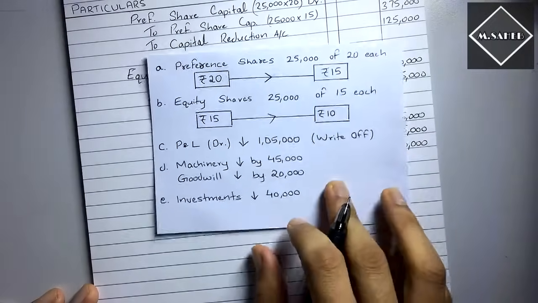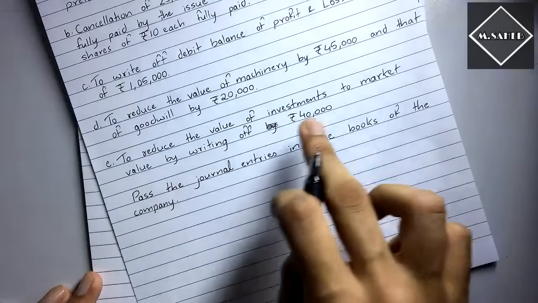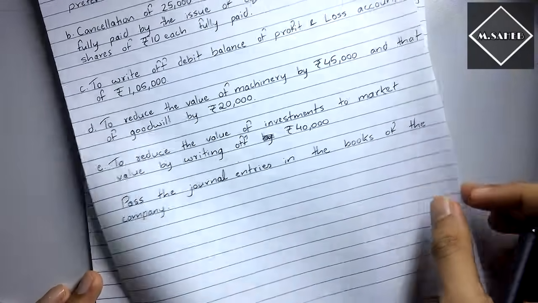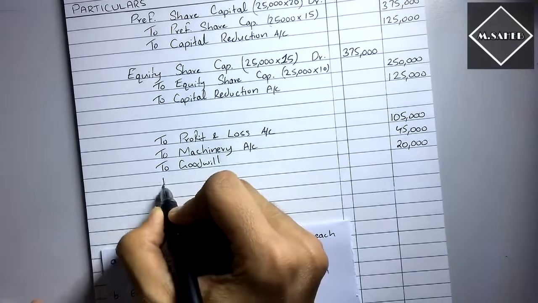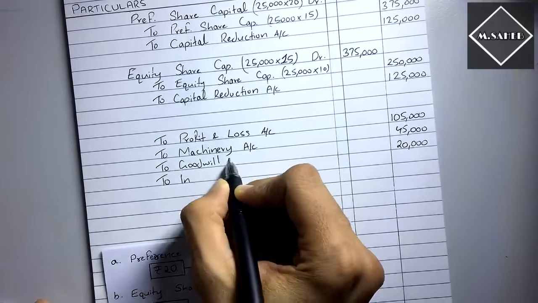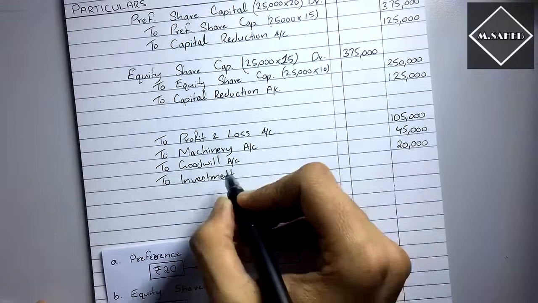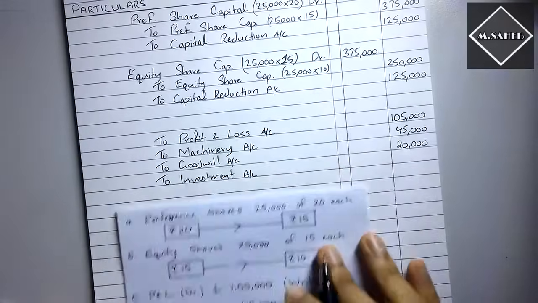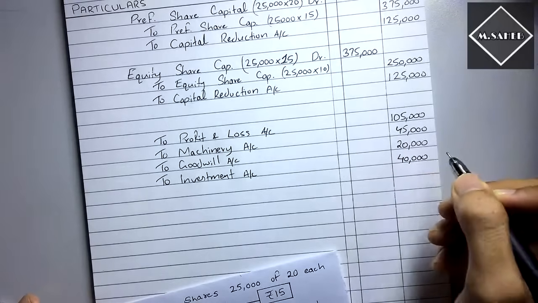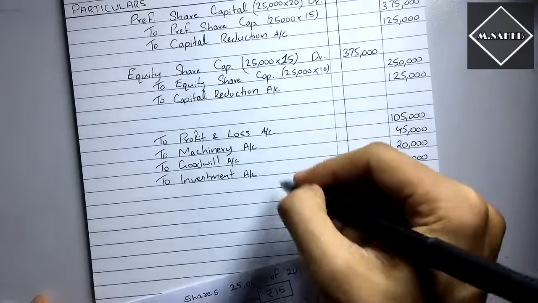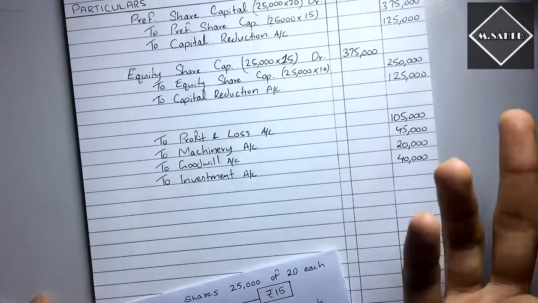And then you have got investment. They also said to reduce the value of investment to market value by writing off 40,000. So investments are also an asset. To reduce the investment, you have to credit investments, that is 40,000. Now see, we have reduced all the assets. To reduce the asset, we simply credited them. There is no big deal over here.